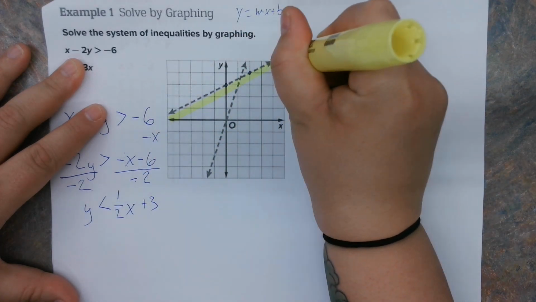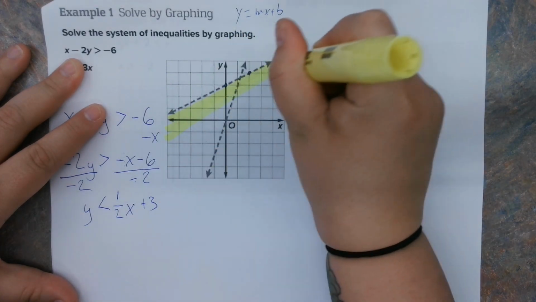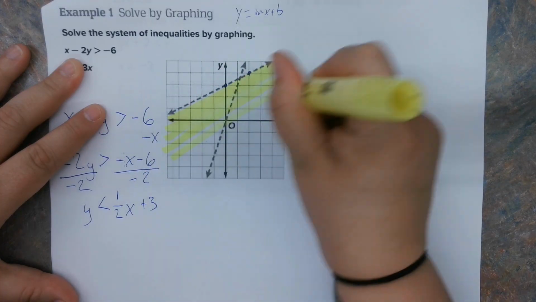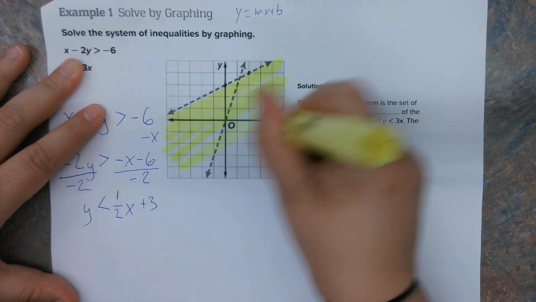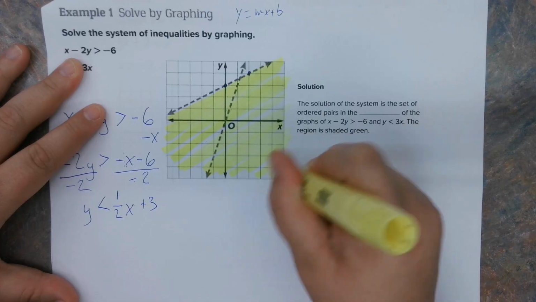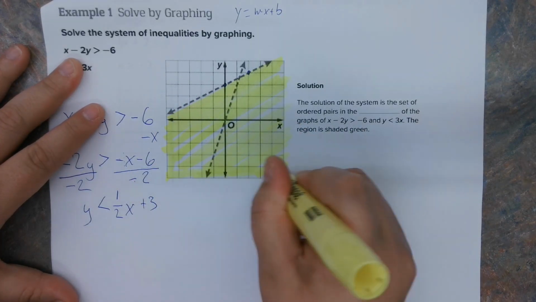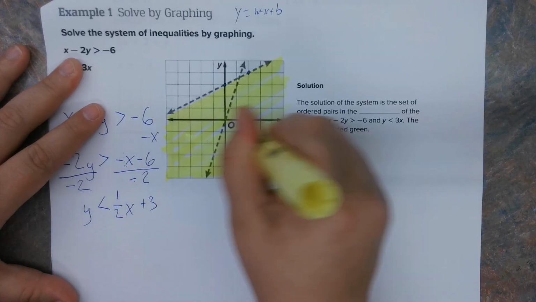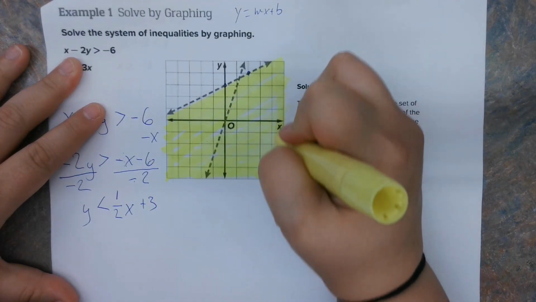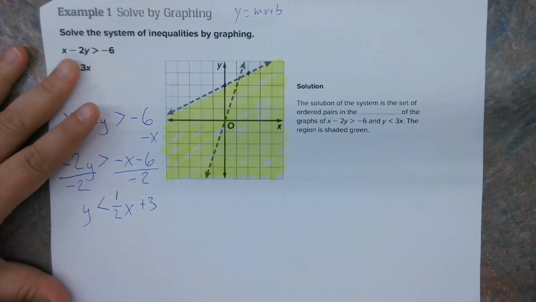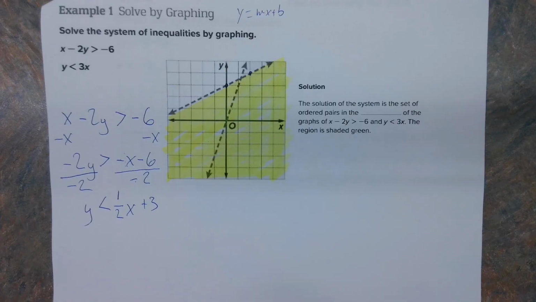So shade, shade, shade. You can do this with a pencil if you shade really lightly. Otherwise, you really just have to pay attention to what it is that you're shading, because the answer of a system of linear inequalities is literally what is double shaded. So that's what I'm getting ready to look for when I switch colors, is what is double shaded.